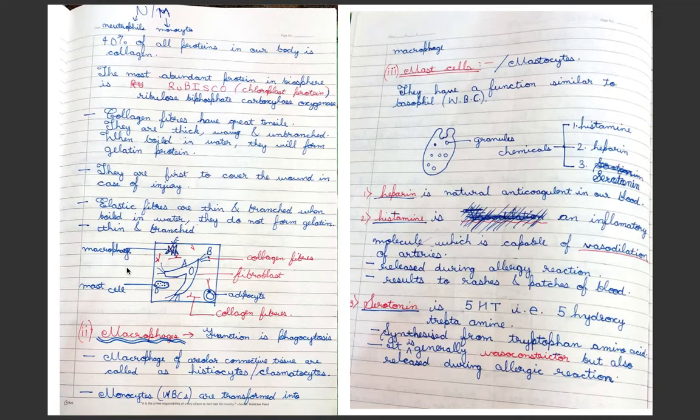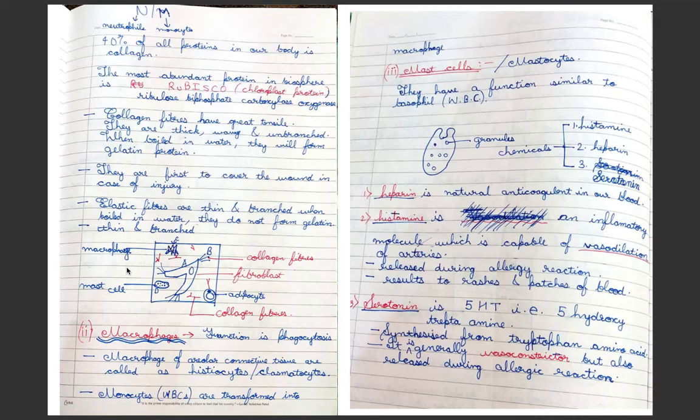The most abundant protein in the biosphere is rubisco, ribulose bisphosphate carboxylase oxygenase. Collagen fibers have great tensile strength. They are thick, wavy, and unbranched. When boiled in water, they form gelatin protein. They are the first to cover a wound in case of injury. Very important point: elastic fibers are thin and branched, and when boiled in water, they do not form gelatin.